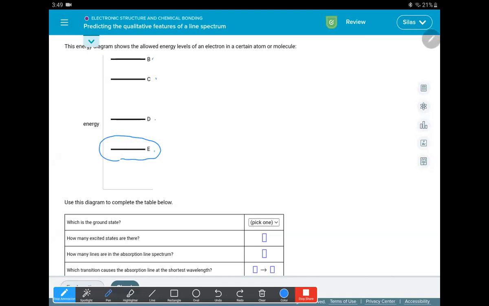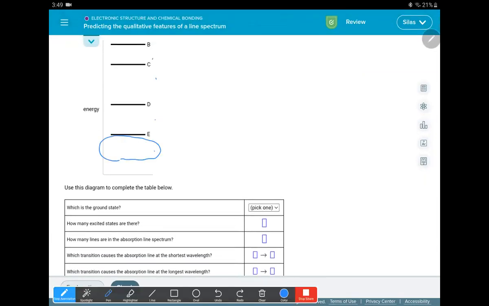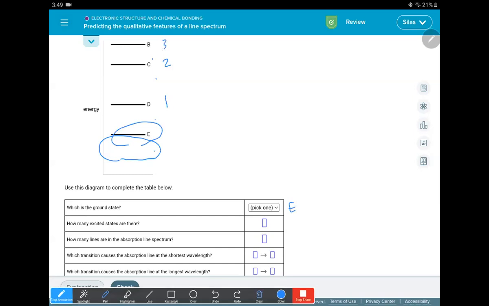With that, let's make sure there's not one higher up. Nope, starts with B. Okay, so we're looking at E for here. Next one, how many excited? So if E is the ground state, how many excited states are there? There's 1, 2, 3. So we got E is the ground, we got 3 excited.